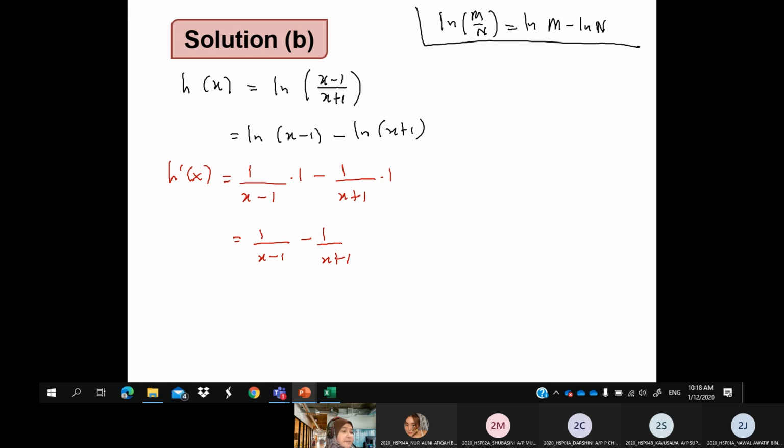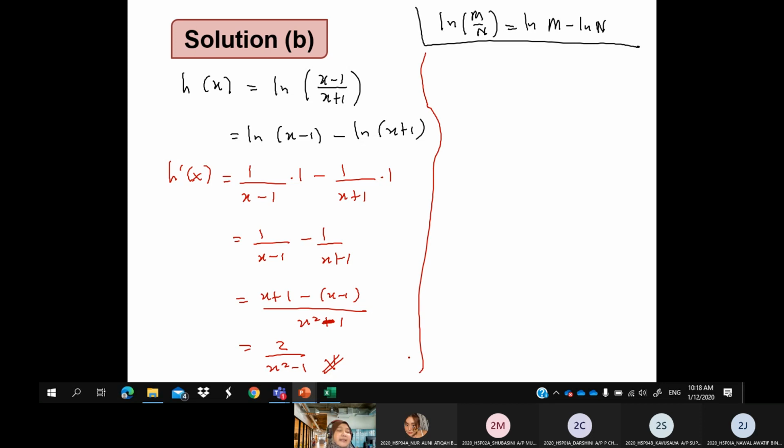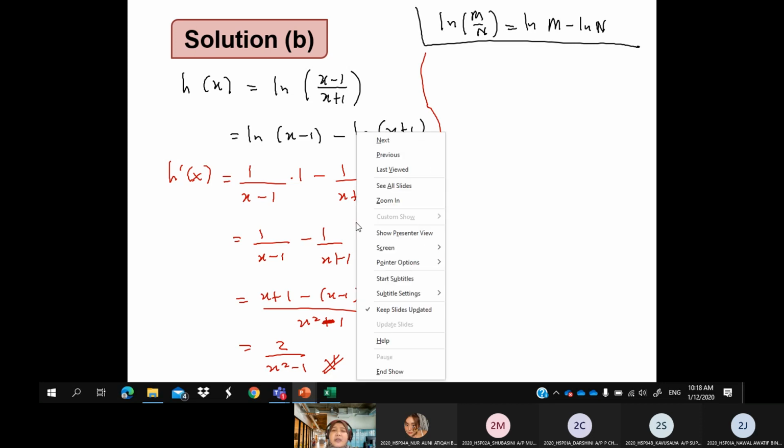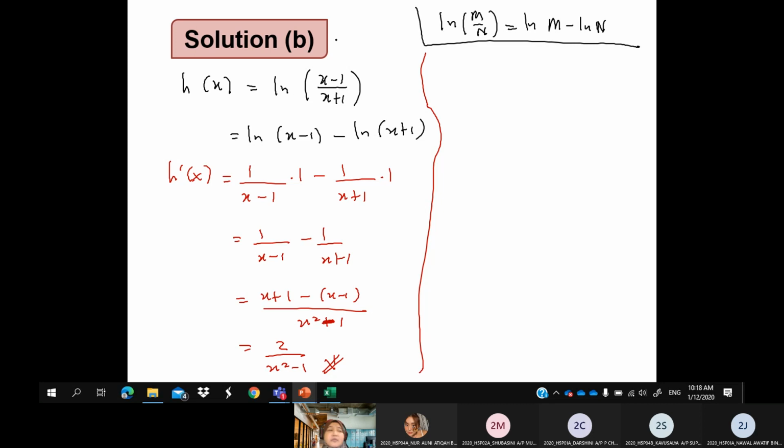Can you stop until here? Up to you. If you want to proceed, just proceed. Too easy, right? This is x squared minus 1, then we can cancel, 2 over x squared minus 1. Finished. What happens if I forgot the law? I can't remember the law of logarithm. How to differentiate without using the law?